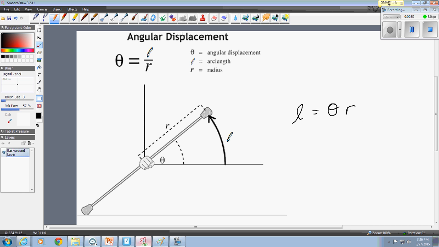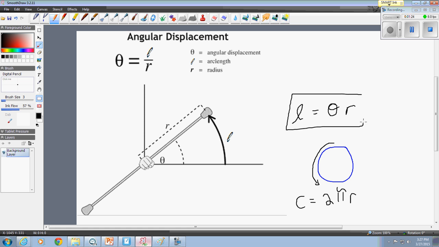Let's pretend our arc length is an entire circle. The entire circle is the circumference. We went all the way around, so the arc length would be the circumference. What would our angular displacement be? 2 pi times the radius. So this formula is how we relate translational to angular properties.